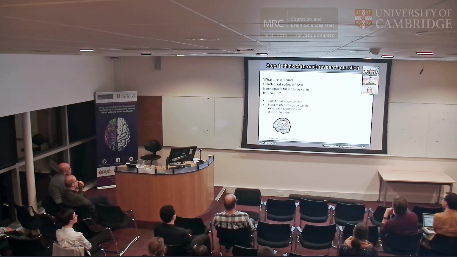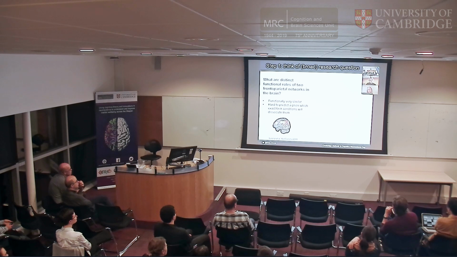And here the problem was that we wanted to do this in a closed-loop search approach because these two frontal parietal networks are functionally very similar. So often they just co-activate for a diverse range of tasks. And it is very hard to predict a priori what kind of task conditions will, for example, dissociate them.